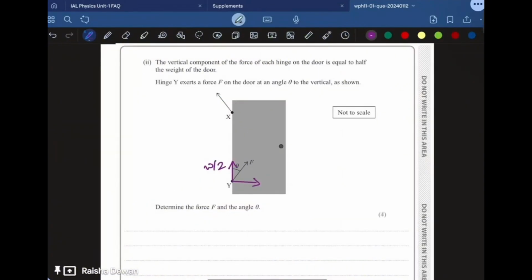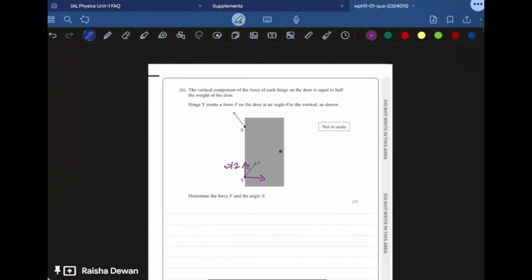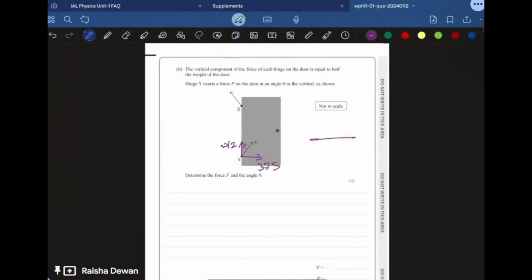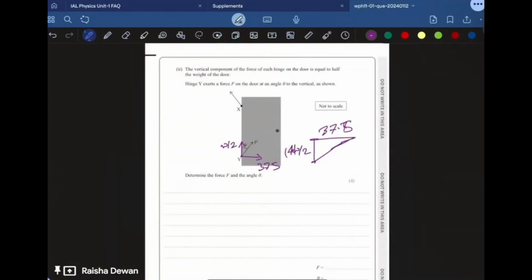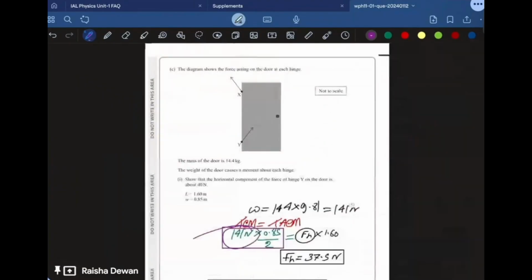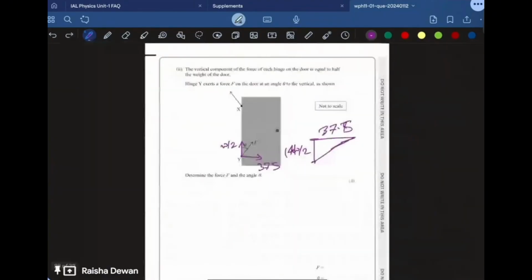হরাইজন্টাল কম্পোনেন্ট জানি আমি, যেটা আগে বাইর করছিলাম, 37.5। আমি কি পাইথাগোরাস দিয়ে বাইর করতে পারবো কি পারবো না? এটা হচ্ছে যদি আমার 37.5 হয়, ভার্টিক্যালটা যদি আমার w/2 হয়, মানে w/2 মানে হচ্ছে 141/2, বিকজ আমি w জানি 141, তাই না? তাহলে it's not an issue to figure out this f, right, using the Pythagoras theorem and the angle as well, this angle, right?